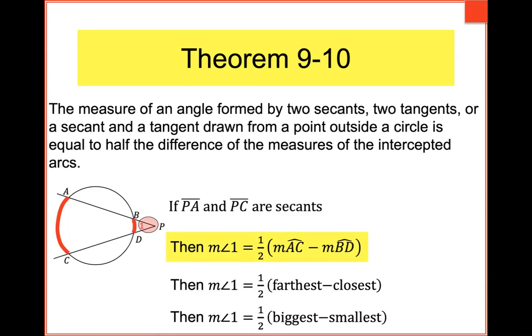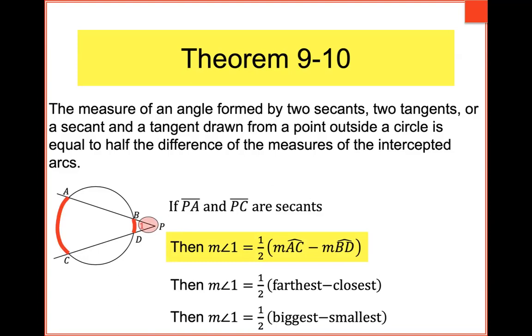All right, there are the words. The measure of an angle formed by two secants. Notice that AP and CP are secants. Two tangents or a secant and a tangent. Oh, so this applies to more than just one. From a point outside a circle is equal to 1/2 of the difference of the measures of the intercepted arcs.